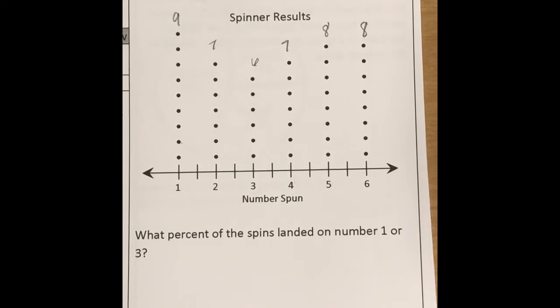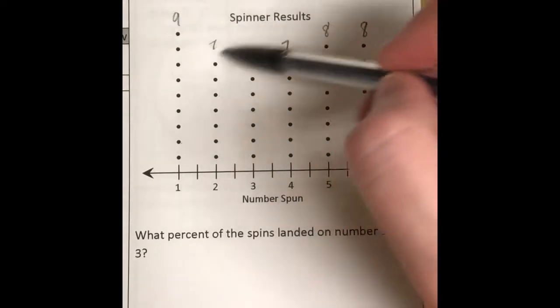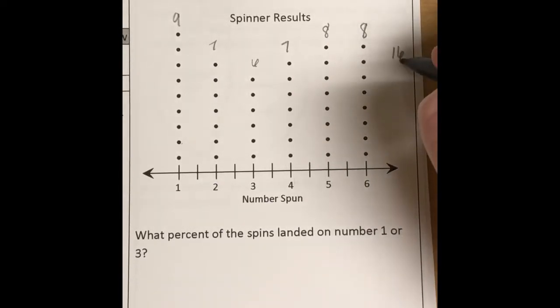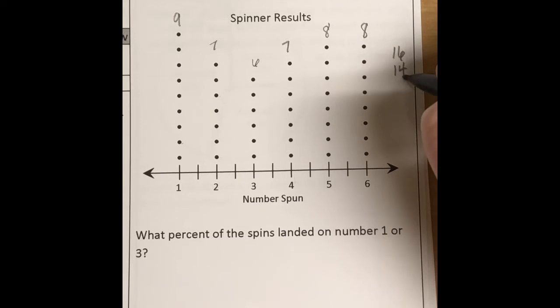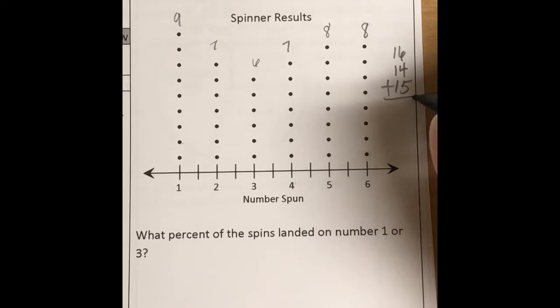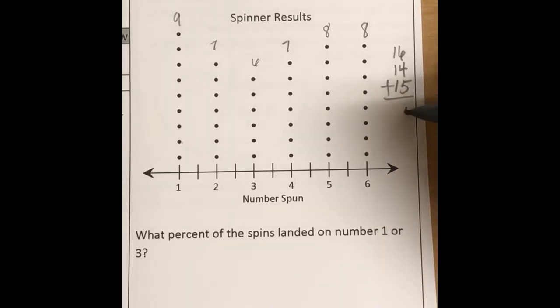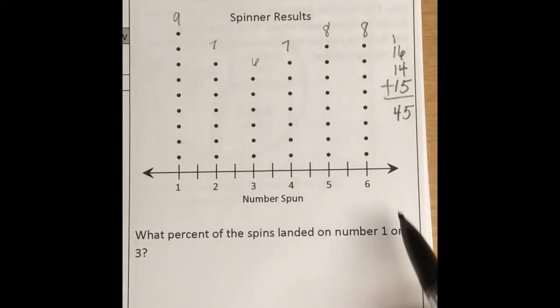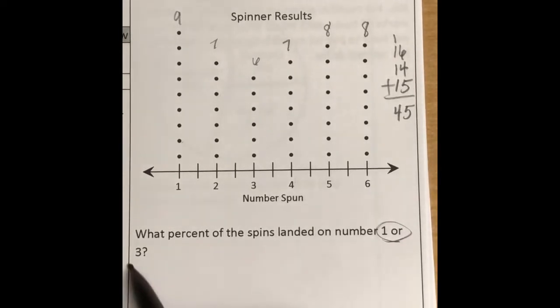So the easiest thing to do to find out his total number of spins is to add all these together. Okay, so I know that 8 plus 8 gets me 16. 7 and 7 gets me 14. So then I'm going to add the 6 and the 9, and 6 plus 9 is 15. So I'm going to add all these together. So that's 10, 15. 1, 2, 3, 4. So I just found he spun the spinner 45 total different times. Okay? Then it says what percent of the spins landed on number 1 or 3?